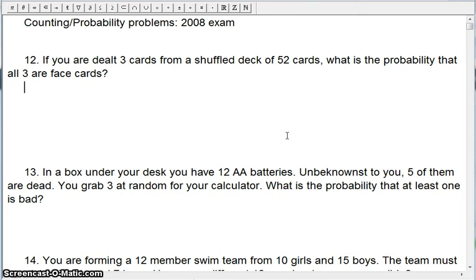All right, counting and probability problems. These are from the 2008 exam. Let's look at some practice on this.